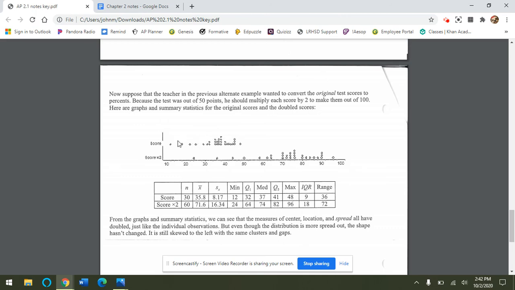The shape is still the same. This is a left skew graph. This is still a left skew graph. It didn't reflect and become all of a sudden a right skew graph. It's still a left skew graph.